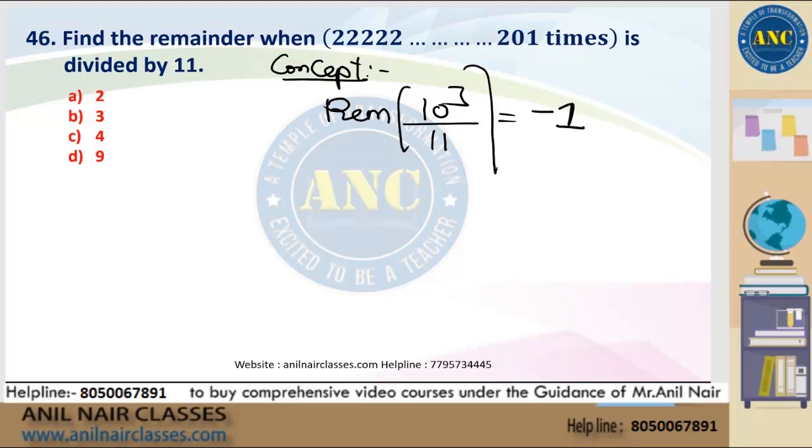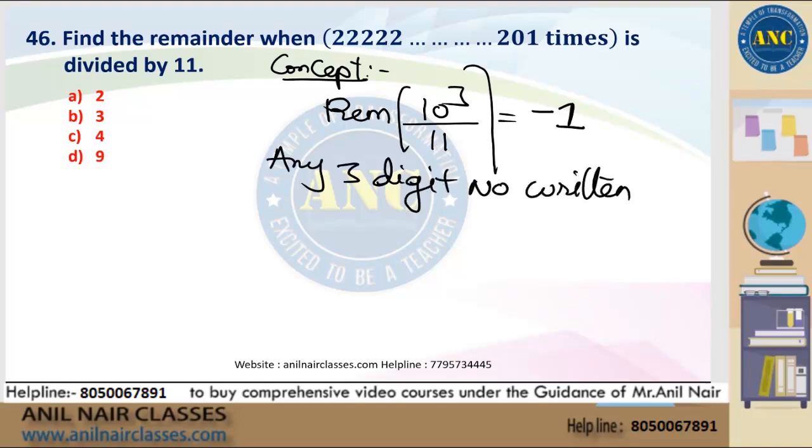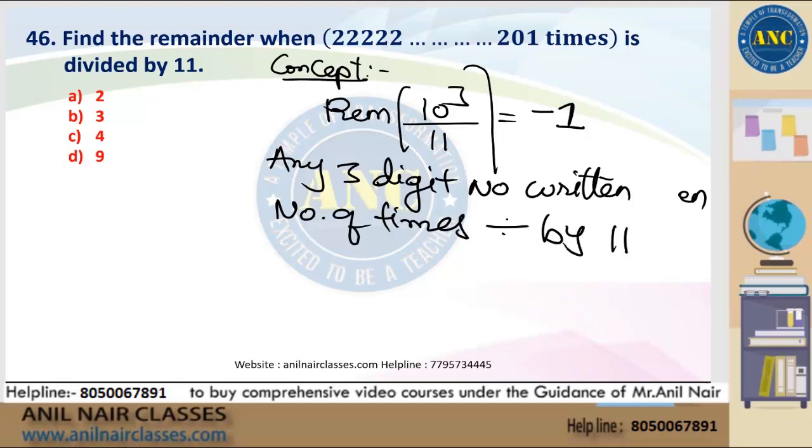Same concept. Any 3-digit number written an even number of times is always divisible by 11. In fact, not only 11, it is also divisible by 7, 13, 91 and 1001. 11, this is one way.